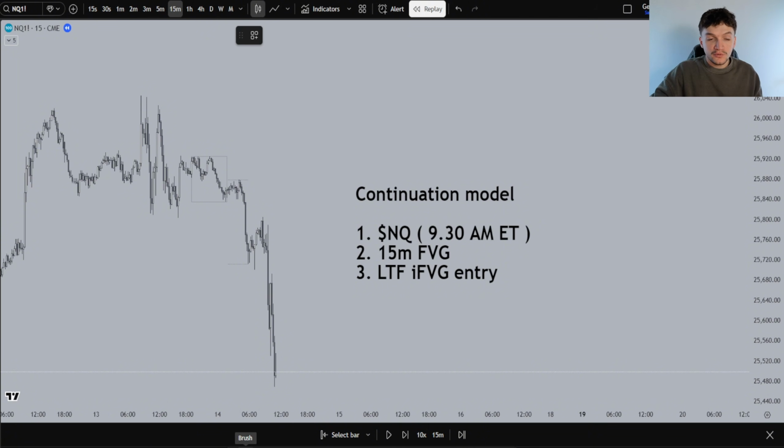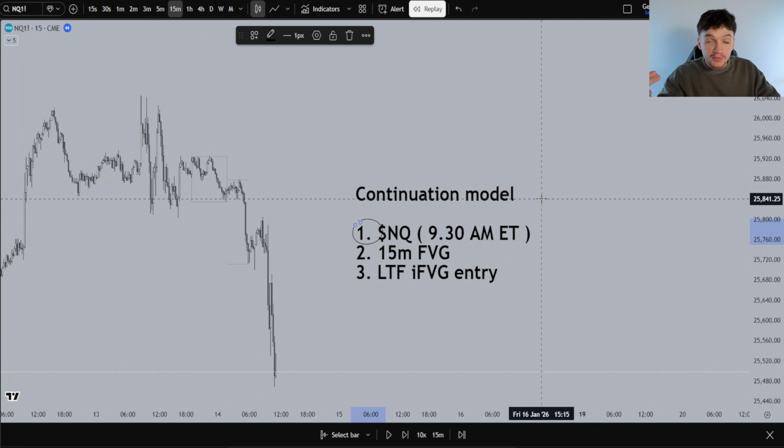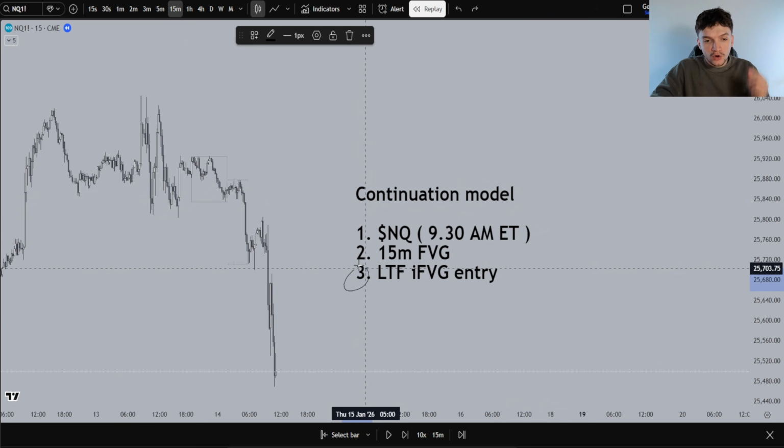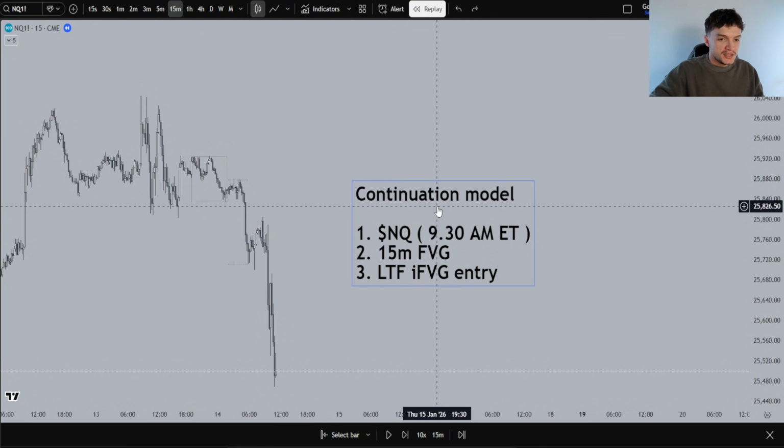You simply need to follow 3 steps. First, you are going to pick the most profitable pair, which is going to be Nasdaq, and you are going to trade after 9:30 AM Eastern time. Second, you are going to wait for a 50-minute fair value gap to form. You are going to wait for the price action to retrace inside the 50-minute fair value gap, and you are going to take a lower time frame inversion fair value gap entry inside the 50-minute fair value gap. Let's pay attention to this example right here.